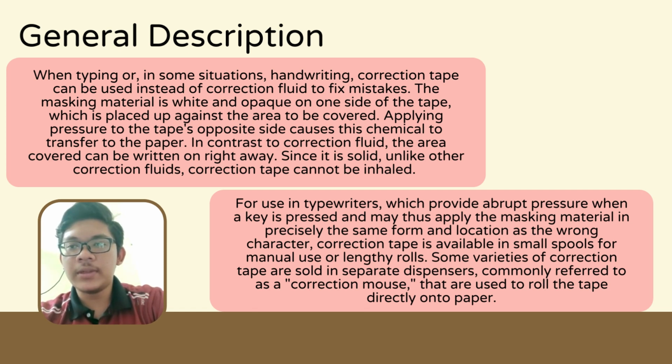Moreover, for use in typewriters, which provide abrupt pressure when a key is pressed and may thus apply the masking material in precisely the same form and location as the wrong character, correction tape is available in small spools or lengthy rolls. Some varieties of correction tape are sold in separate dispensers, commonly referred to as a correction mouse, that are used to roll the tape directly onto the paper.